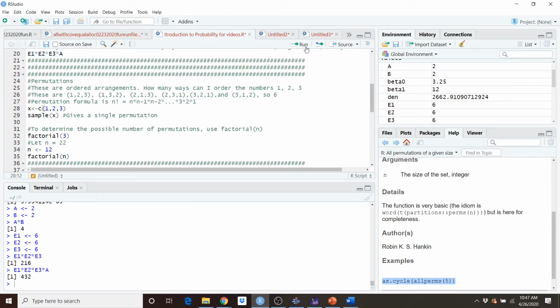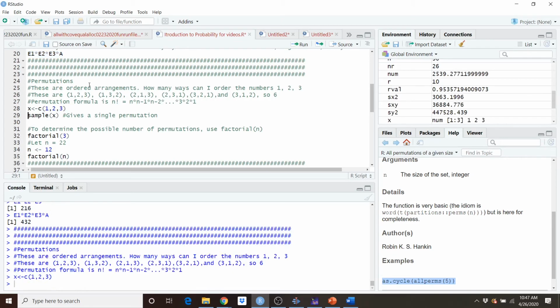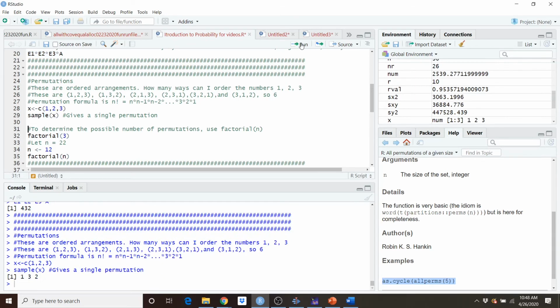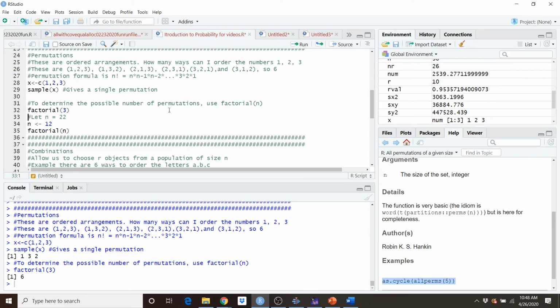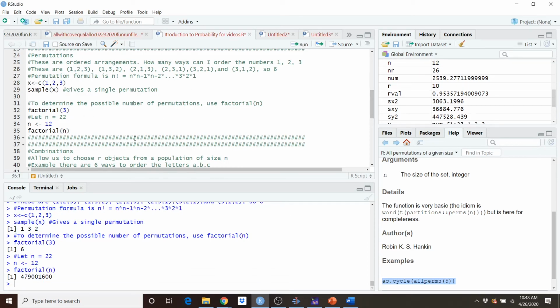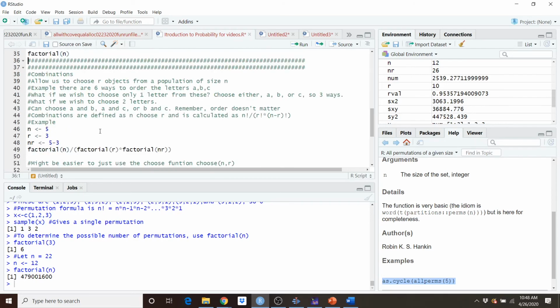Our permutations, again, our ordered arrangements. As an example of a permutation, here I've got X is 1, 2, 3, and I want to sample X. And this is one permutation out of all permutations. Remember, there are 6 permutations here. How do I determine the possible number of permutations? I want to use the factorial function, factorial n. Well, here n is 3, so if I do a factorial of that, I get 6. Suppose instead n is 12. When I run my factorial, I have 479,001,600 possible ordered permutations.